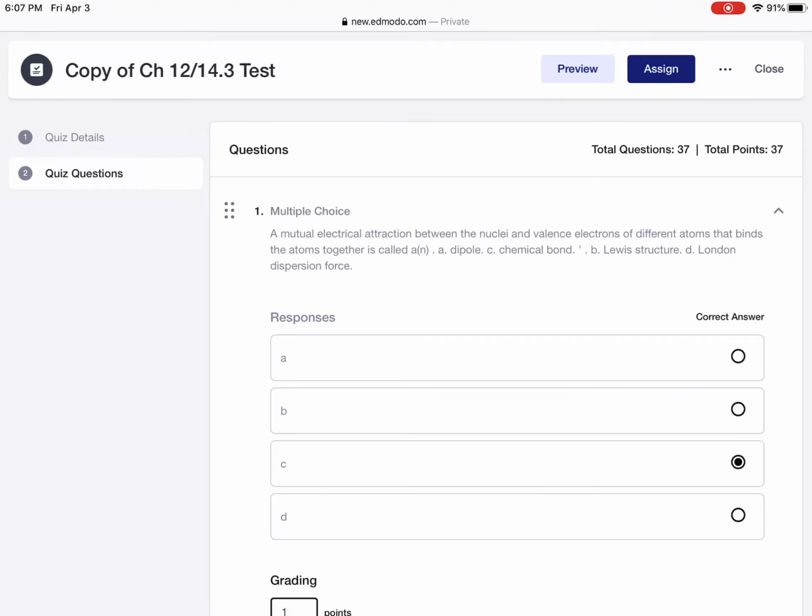Oh my God, it took me forever to try to figure out how to show this test from Edmodo onto a video so we can review it real quick. But I'm here, so we can take a look at it.